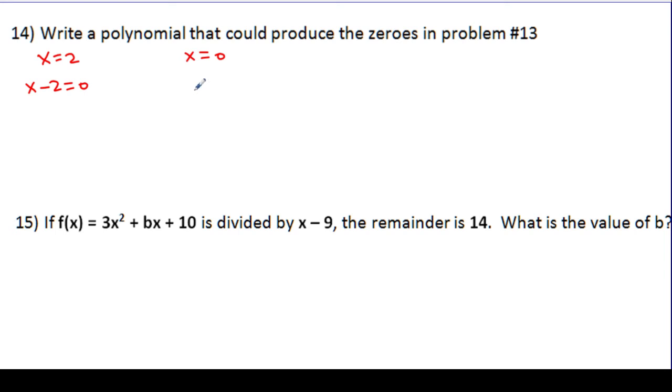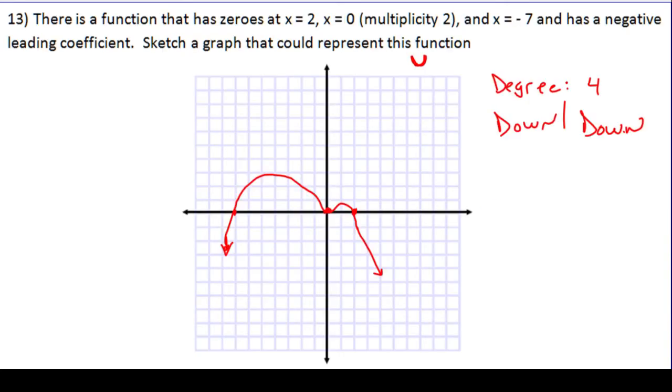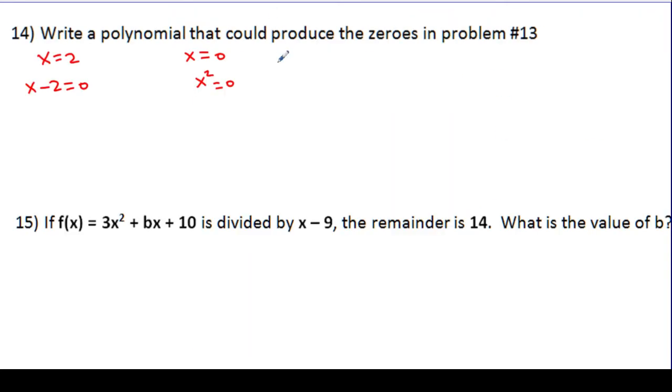But I need to remember that there were 2 of them, so this actually is going to produce x squared. x squared equals 0 still works, but I'm actually going to count 2 of them now. There's 2 different x's there. I can do the same thing with my third zero, which I believe was negative 7. When I say x equals negative 7, that would come from an x plus 7. So I have my 3 factors: x squared, x minus 2, x plus 7.